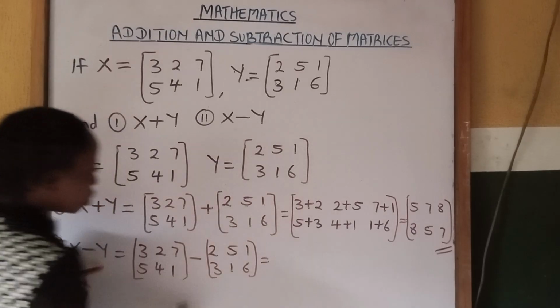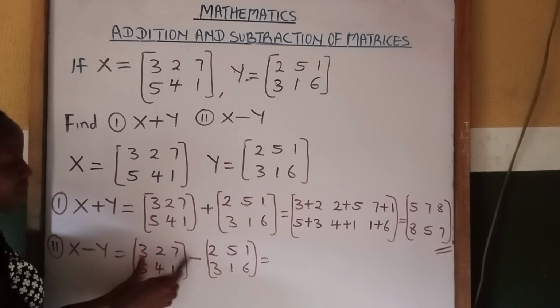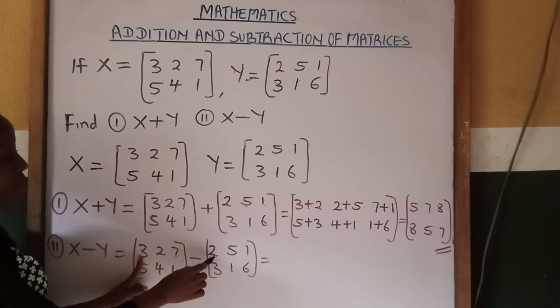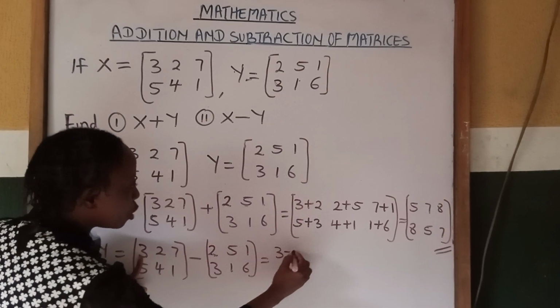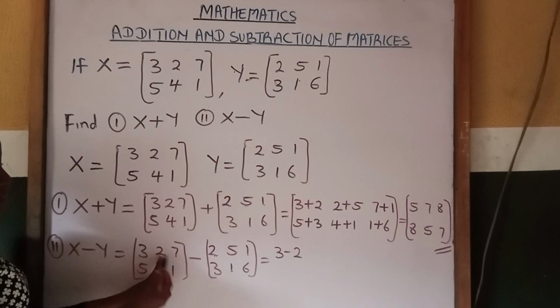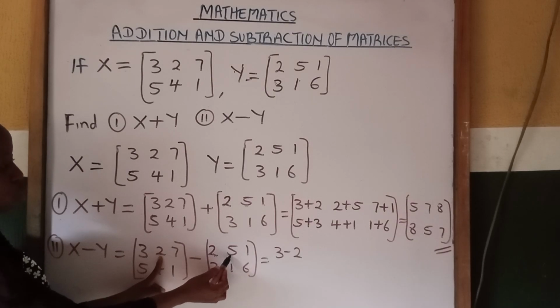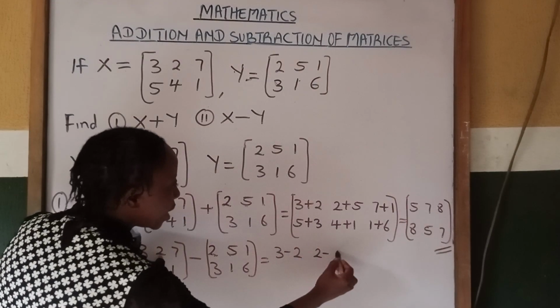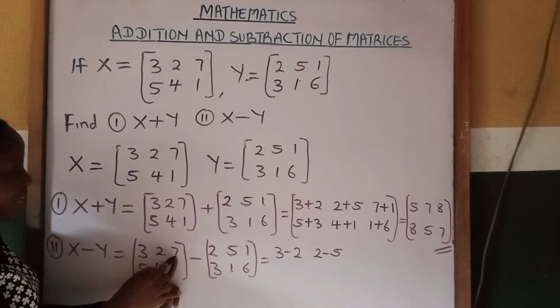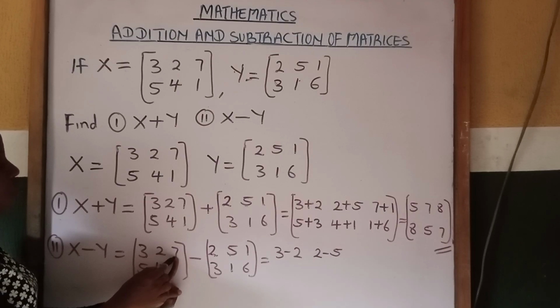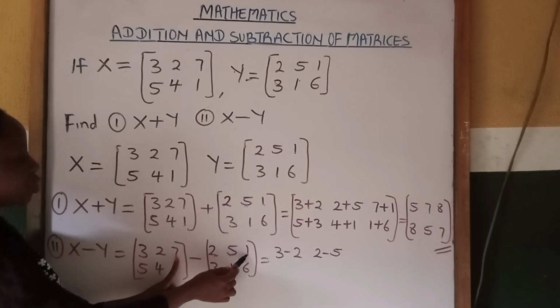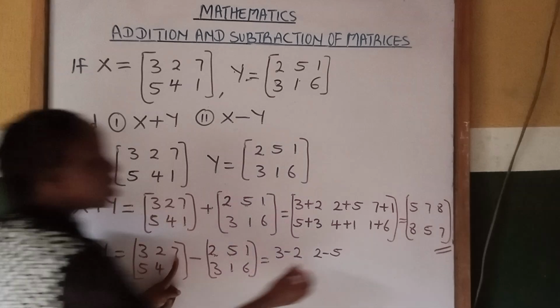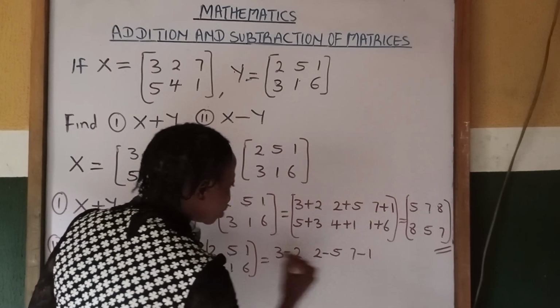Which is equal to, now we want to subtract. The first element here minus the first element from the second matrix, that is 3 minus 2. Then the second elements, 2 and 5, that will be 2 minus 5. Then the third element of the first row, 7 minus 1.